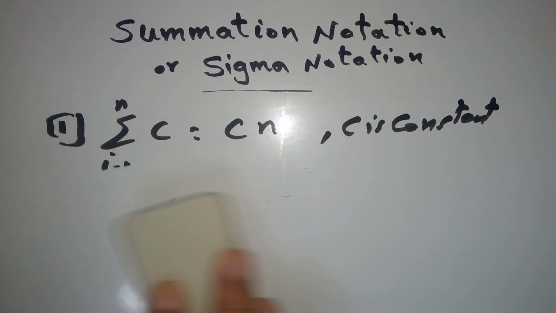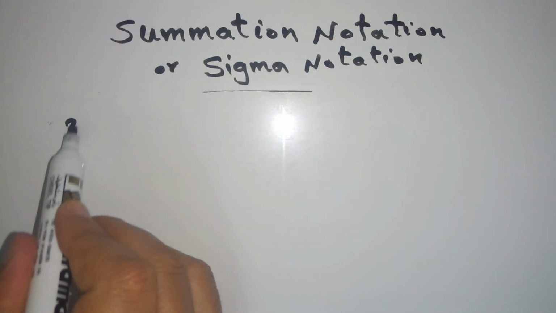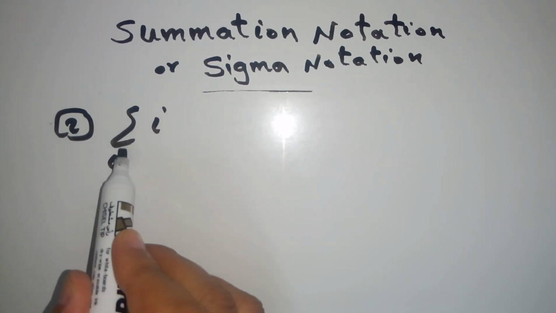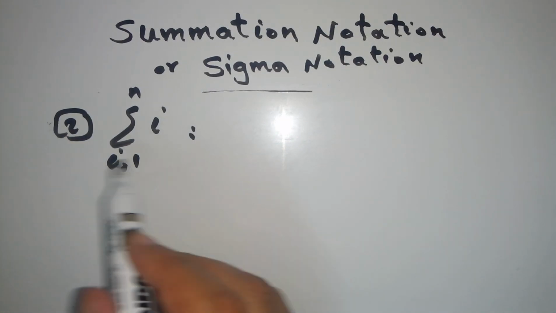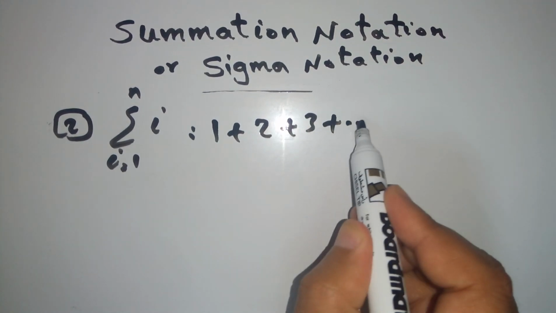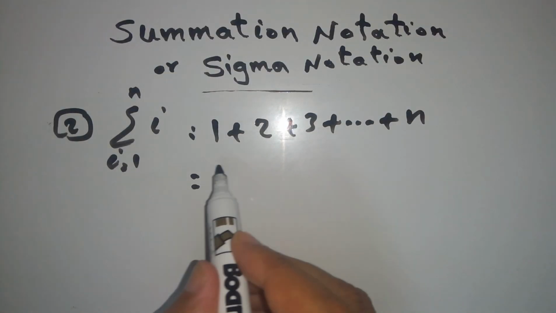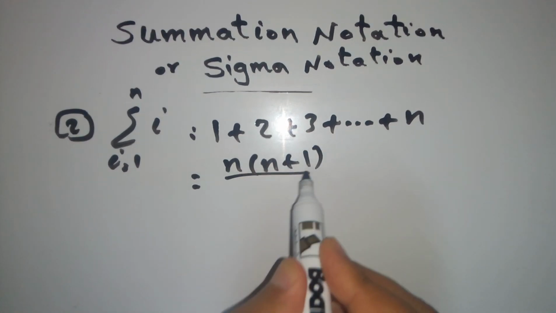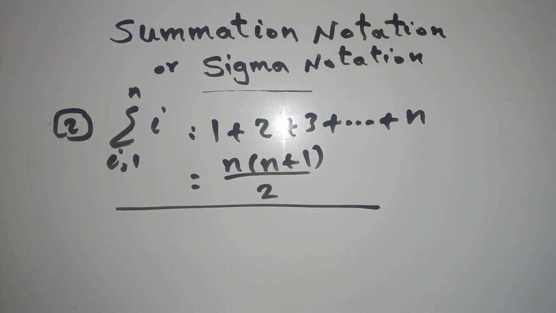The second formula, number 2. The summation of i from i equals 1 till n. What will it be? If you expand it directly, you will get 1 plus 2 plus 3 plus till n. But if you find the final summation for these values, you will get n multiplied by n plus 1, divided by 2. And we can prove this formula, but at another time.